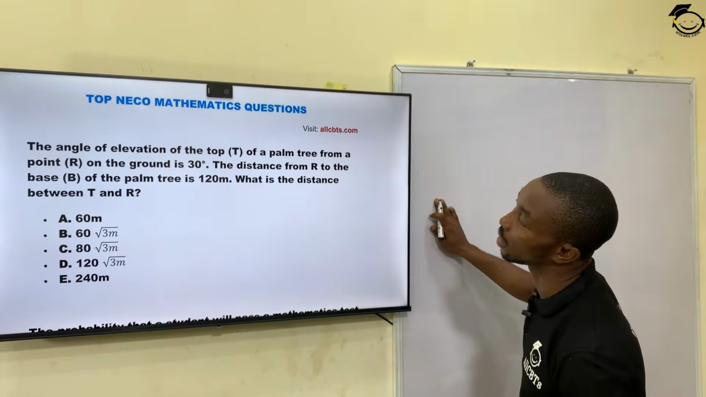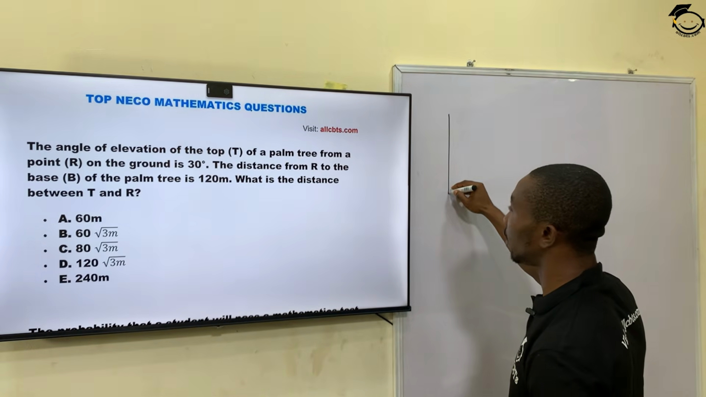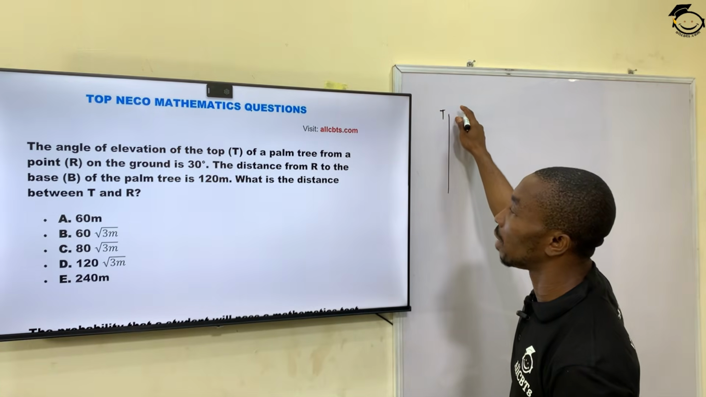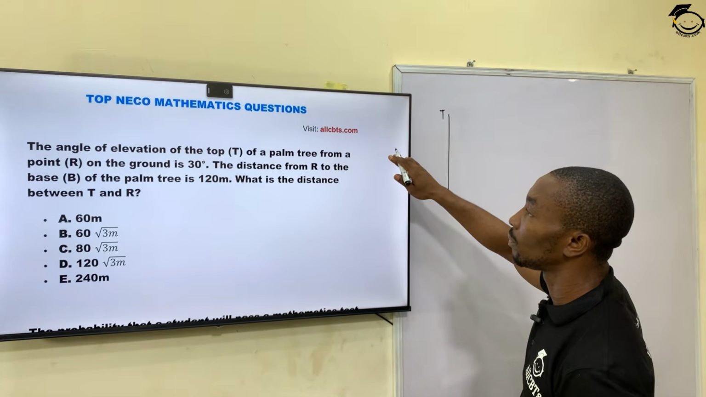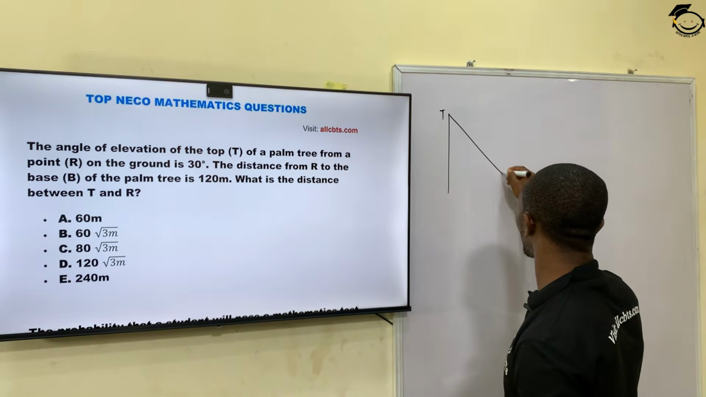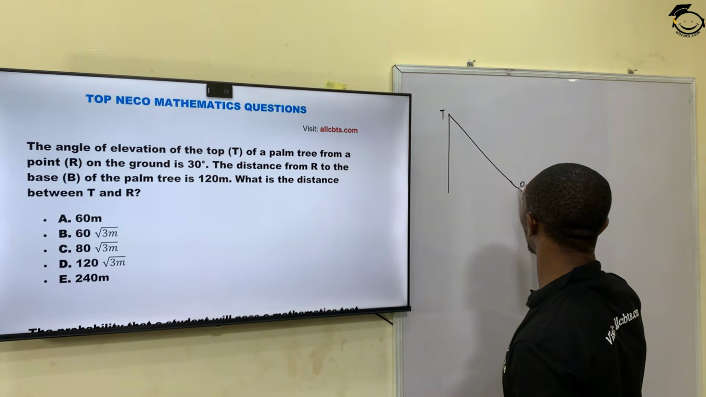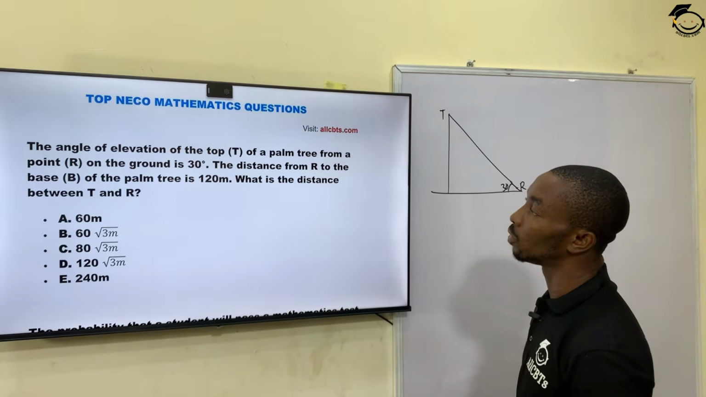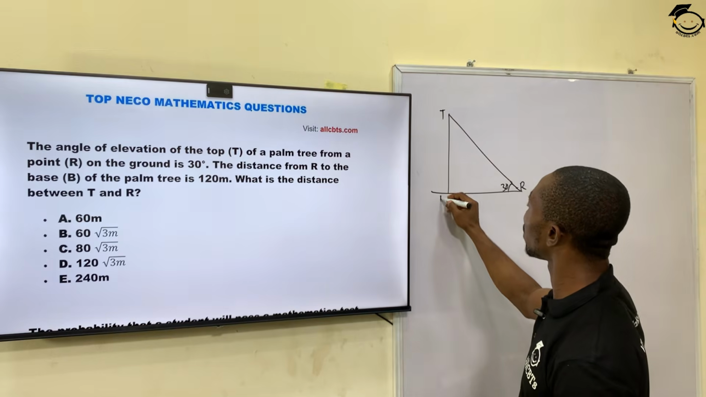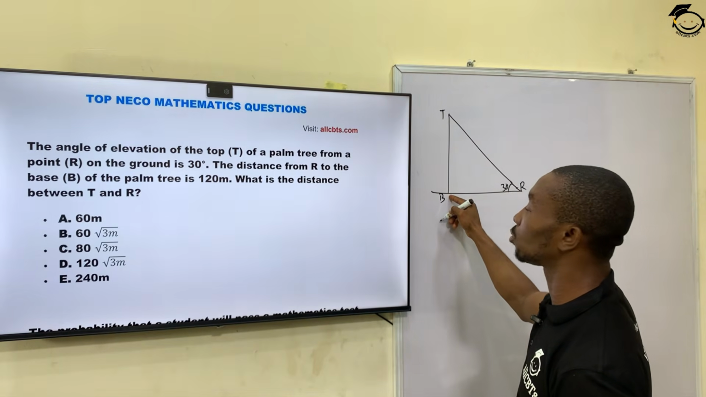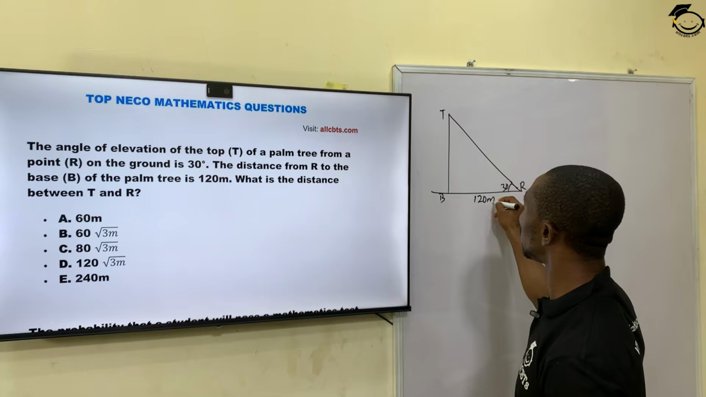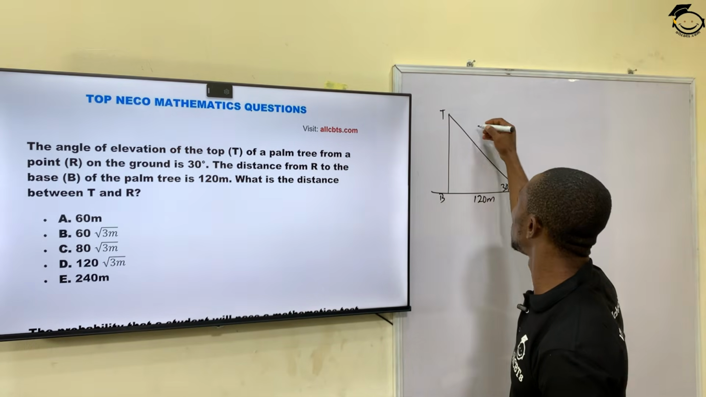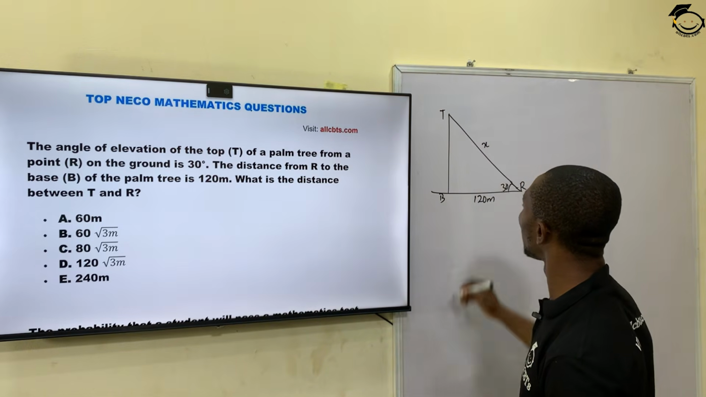Now, interpreting this, we have a palm tree here. So this is our point T, the top of the palm tree. And from point R on the ground, the angle of elevation to the top is 30 degrees. And the distance from R to the base B of the palm tree is 120 meters. Now it says, what is the distance between T and R? So we are looking for X.